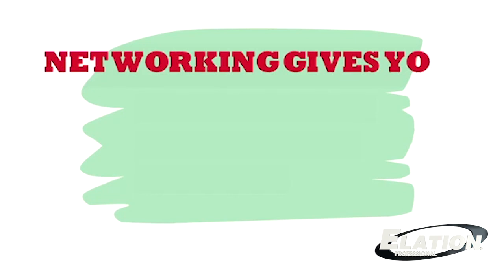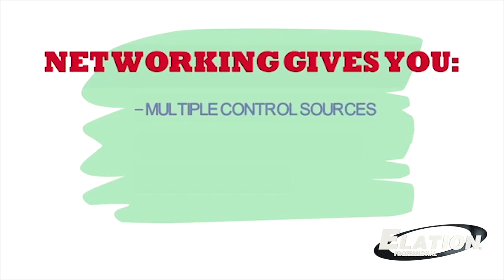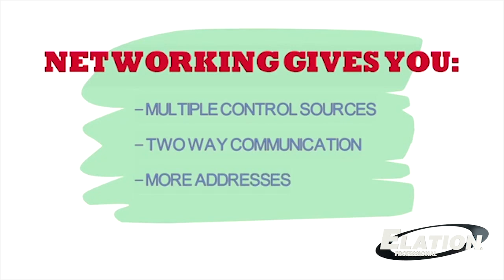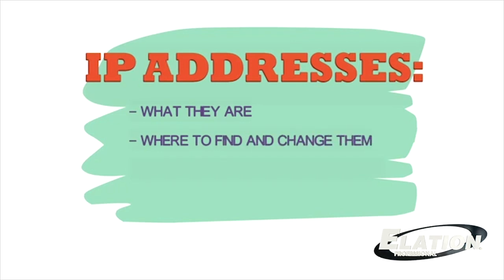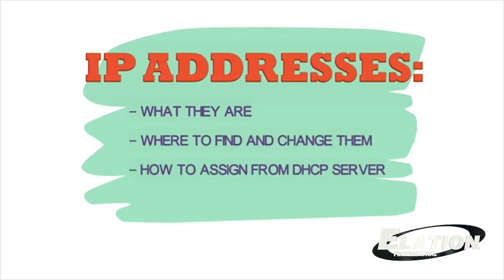So will some review. Remember, when it comes to networking, first consider the benefits. A lighting network facilitates multiple control sources, allows for two-way communication, and it expands your lighting capabilities with more addresses. And I can vouch for all those things. And to help demystify the process of networking, we also identified what an IP address is, mentioned where to find and change it in your device's network settings, and we talked about how IP addresses can be assigned from a DHCP server, so I don't have to keep them all straight.